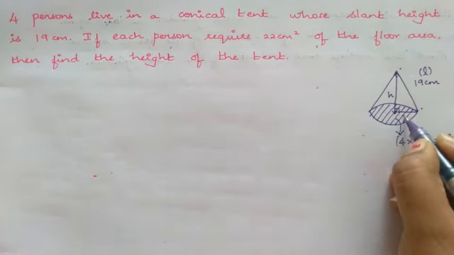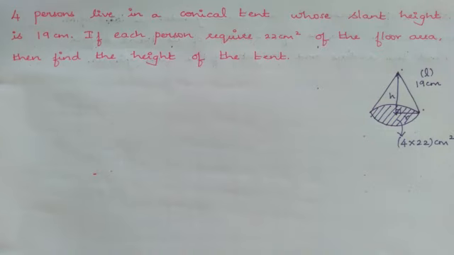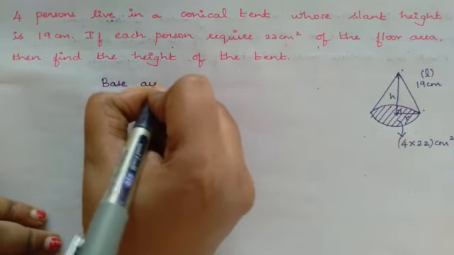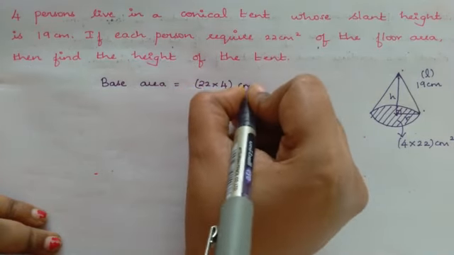Do we know the radius of this conical figure? We don't know the radius. So first, let us identify the radius of this conical figure, and then let's see how we are going to identify the height of the cone. To identify the radius of this cone, that is the circular base, we are given the base area of the cone. So base area is equal to 22 into 4 centimeters square.